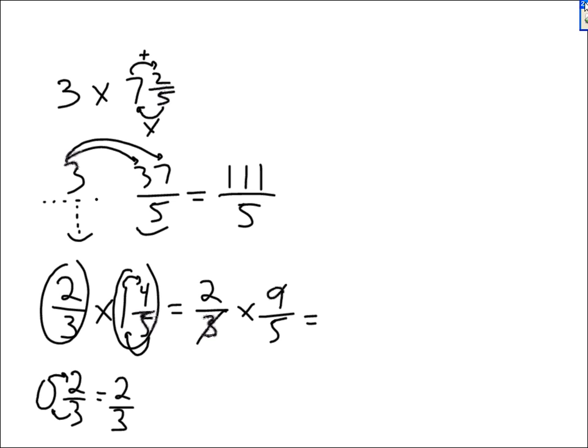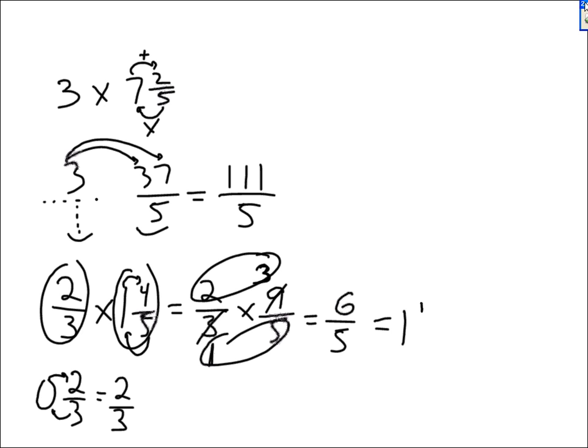3 goes into these two numbers. One from the top, one from the bottom. 3 goes into 3 one time. 3 goes into 9 3 times. 2 times 3 divided by 1 times 5. Now if you wanted to write these answers as a mixed number, well, 5 goes into 6 one time with 1 left over. Divide the remainder by what you're dividing by.